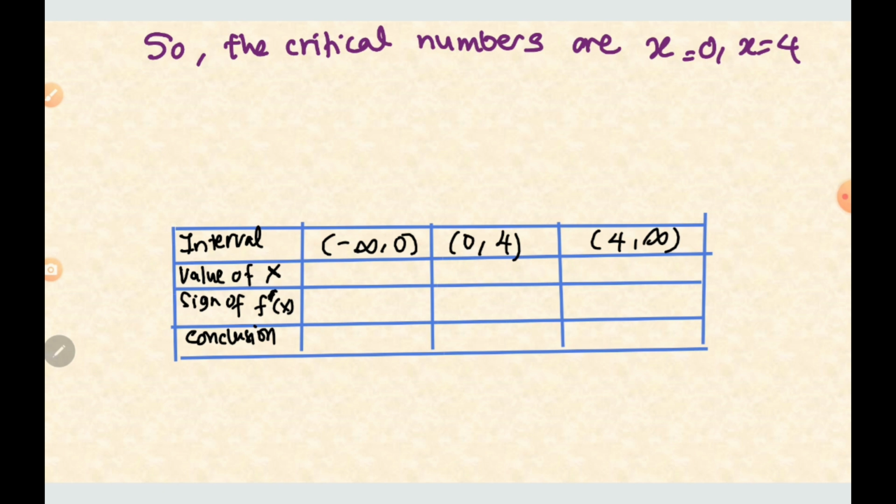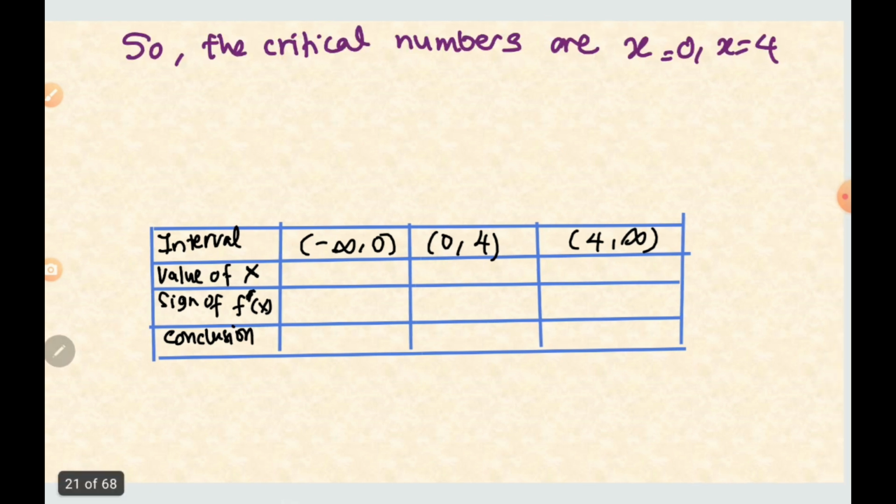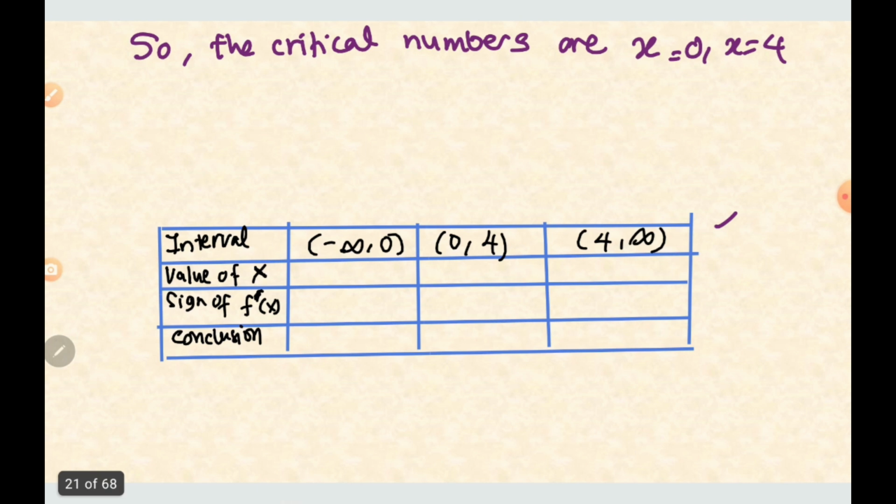Okay, then we need to set up the table. Then we have to draw the table like this, and choose the value for x here, maybe negative 1, 2 and 5. Then you substitute into f prime x, and you will get the answer. When you substitute negative 1, the answer is positive, and the slope will be going up, and this one you will get negative, going down, and this one when you substitute 5 you will get positive.